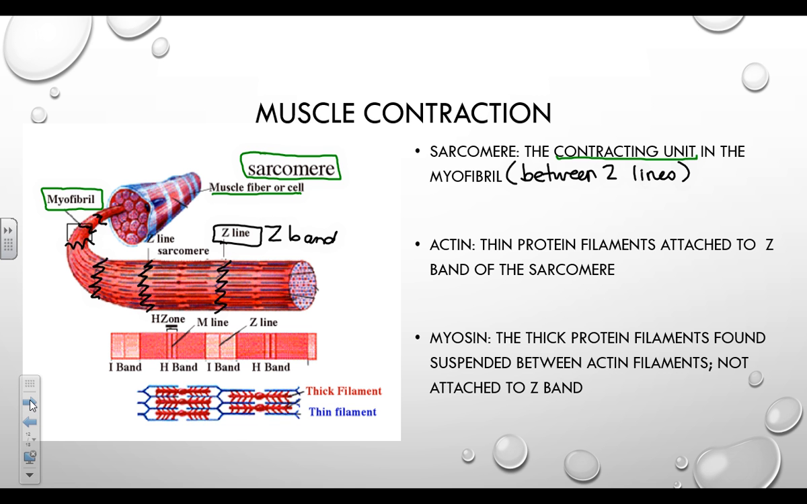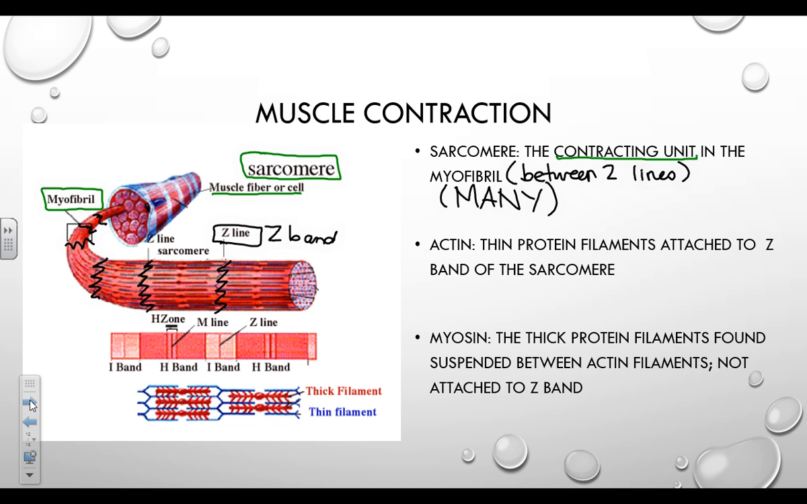There are many, many sarcomeres in one myofibril. There are many myofibrils in a muscle cell. There are many muscle cells in a bundle. You get the picture. There are lots and lots of them. Now this sarcomere, this tiny little unit, is the thing that's going to actually accomplish muscle contraction.